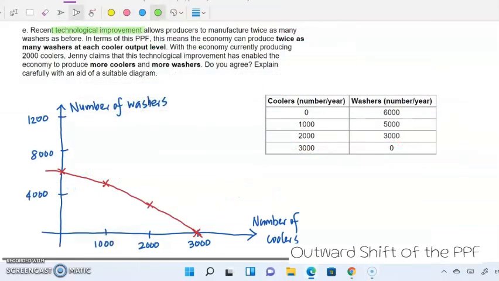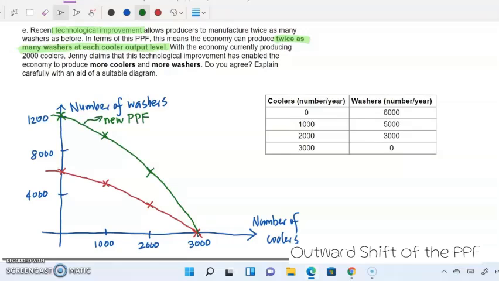1E. Recent technological improvement allows producers to manufacture twice as many washers as before. So in terms of this PPF, it means the economy can produce twice as many washers at each cooler output level. So previously, if the economy can make 1,000 coolers and 5,000 washers, with the technological improvement, the economy now can make 1,000 coolers but 10,000 washers, which is twice as many as they could before.